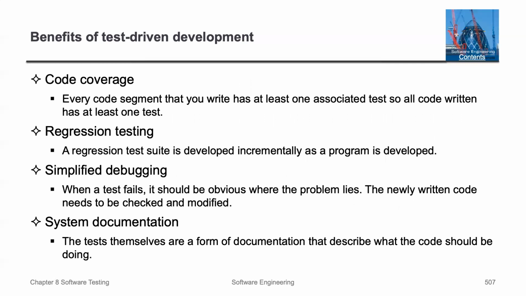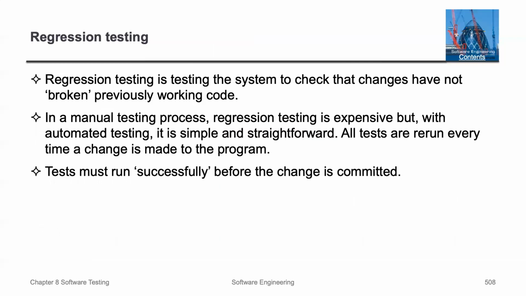So what are the benefits of test-driven development? For code coverage, every code segment that you write has at least one associated test. So all code written has at least one test. For regression testing, a regression test suite is developed incrementally as a program is developed. For simplified debugging, when a test fails, it should be obvious where the problem lies. Newly written code needs to be checked and modified. And for system documentation, the tests themselves are a form of documentation that describes what the code should be doing. So you can leverage these different ways to ensure that you get your proper documentation at the end.